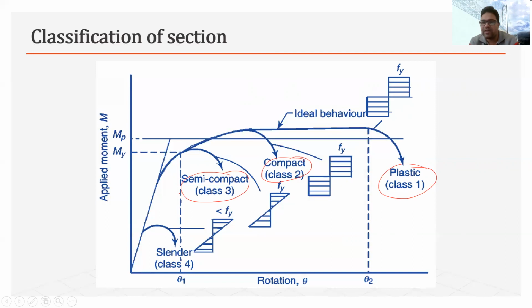Well, how do we know whether our section is plastic, compact or semi-compact? In that case, we will find out the width of flange, we will find out the thickness of flange, and we will find out the ratio, and based on that ratio we will classify whether a section is plastic, compact, or semi-compact. So that we will see when we solve the numerical.